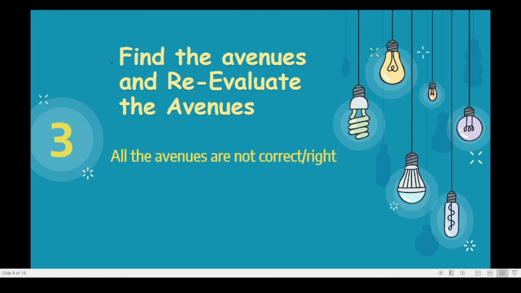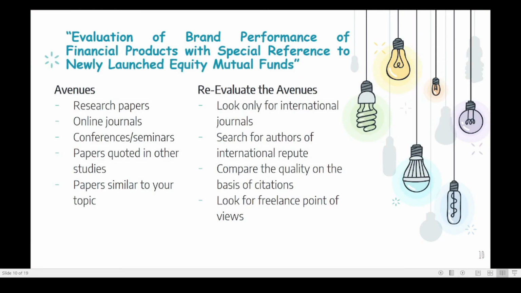Okay, now the topic is evaluation of broad performance of my financial products with special reference to newly launched equity mutual funds. What are the basic avenues? Basic avenues are the same as what I had discussed: research papers, online journals, conferences, seminars, papers quoted in other studies, papers related to a topic. These are the general avenues we generally come across. Okay, we will find whatever we need. In a literature review part, we need to take around 100, 150 research papers and journals and newspaper articles like that.